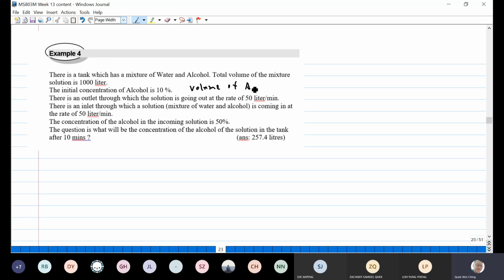The volume of alcohol in the beginning is 100 liter initially. Okay, volume of mixture initially is 1000 liter, and the initial concentration. So what we're actually going to do is calculate the concentration of alcohol.